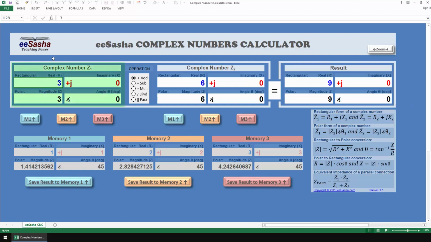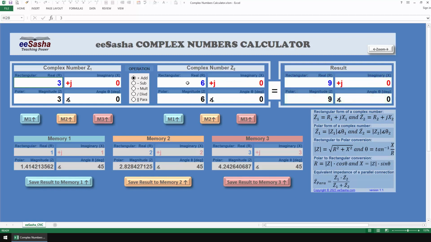In this calculator, on the left-hand side, you have complex number 1, or complex number Z1. On the right-hand side, you have complex number 2, or Z2. Both of these complex numbers have the upper fields that reflect rectangular form with its real and imaginary components. The bottom fields reflect polar form with magnitude and angle. In between, you can select the operation you want to perform over those two complex numbers. The result will be displayed on the far right-hand side, also in its rectangular form and the polar form.